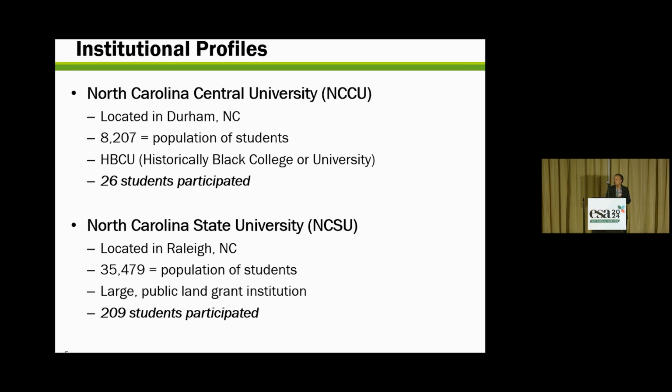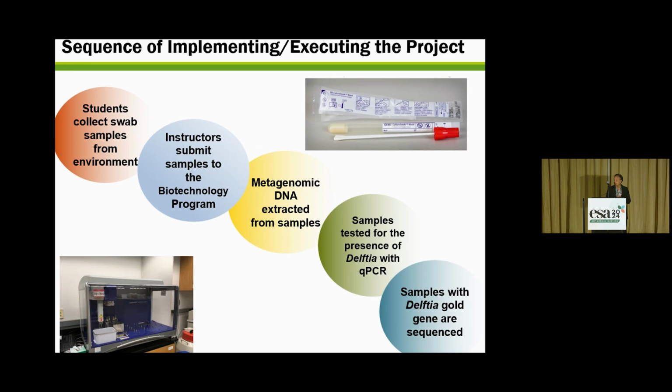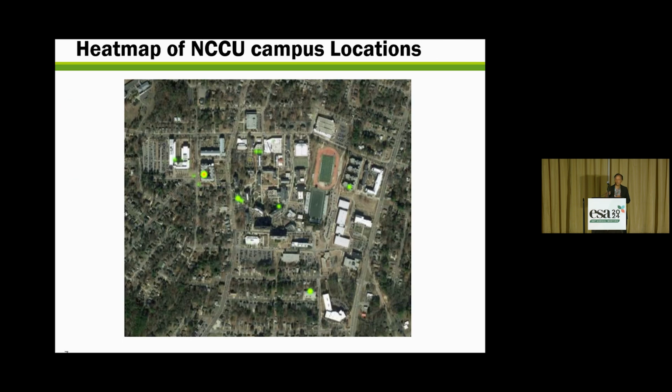And these are the profiles of the 2 institutions. North Carolina Central University is located in Durham. It is an HBCU. North Carolina State University is in Raleigh, North Carolina. It's a large public land grant institution. The students were given the assignment to go and use a swab anywhere across campus. Keyword is anywhere. And we were challenging them to try to find Delftia. There was a competition, and the group that won got a t-shirt. So it was a pretty cool project.